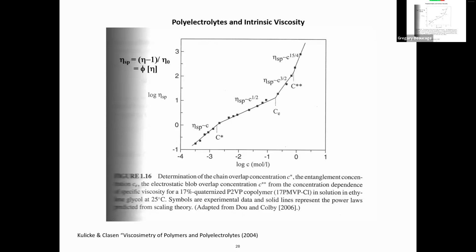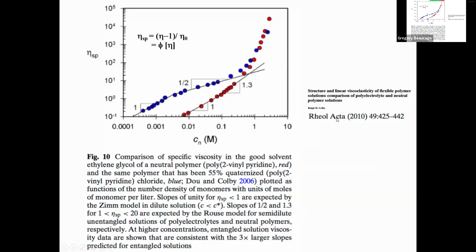So he's got this P2VP 17% quaternized, which means he's ionized 17% of the chain to make it a polyelectrolyte. This is another Colby thing. You see he's done a lot of work. I think this is the same polymer, poly-2 vinyl pyridine. It's got an amine group in it. Then one of them is neutral. It hasn't been quaternized. It hasn't been charged. And the other one is quaternized. So he's got a comparison between them.